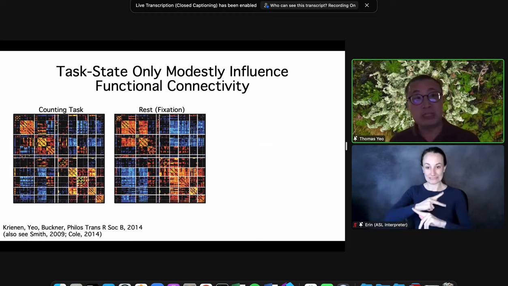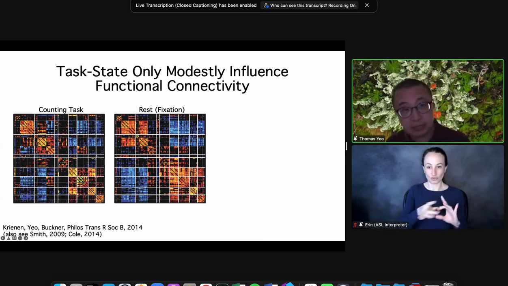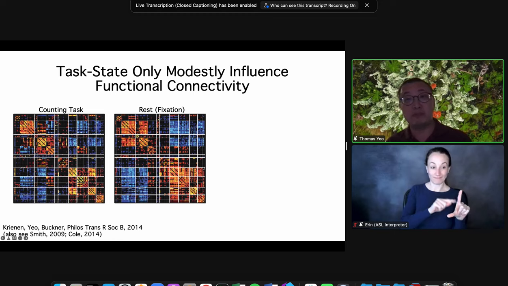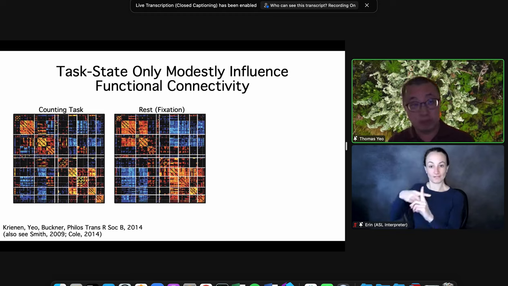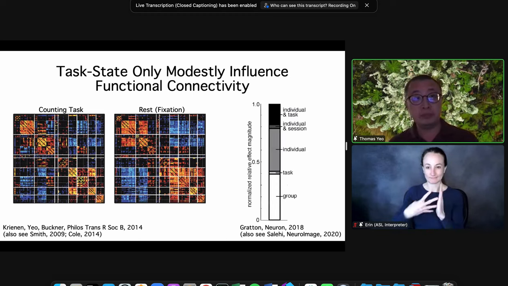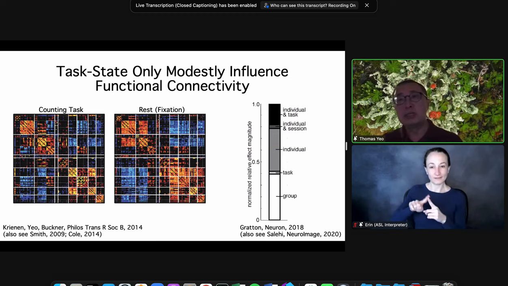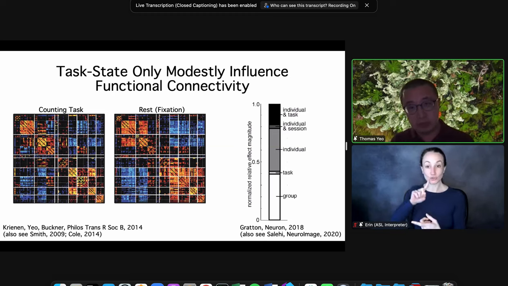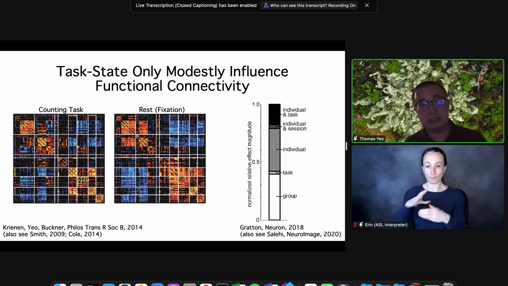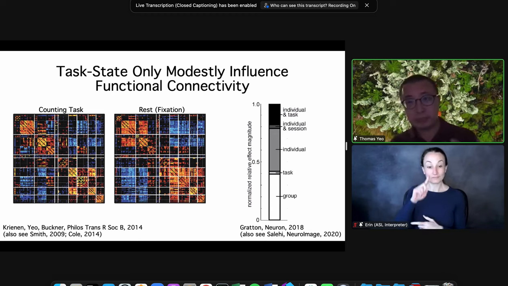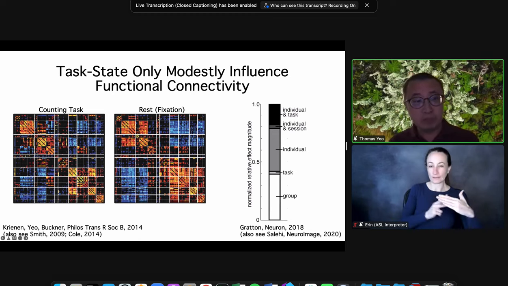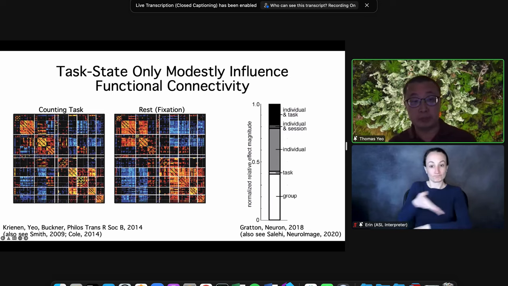So on the left is a functional connectivity matrix during a counting task, and on the right is a functional connectivity matrix during resting fixation. There are differences between the two matrices, but the two matrices are largely similar. Indeed, Caterina Gratton has quantified the relative contributions of different factors to functional connectivity. She found that task modulation of functional connectivity is much smaller than group and individual factors. So it is quite interesting that even though task only weakly affects functional connectivity, it can improve the prediction of cognitive performance.